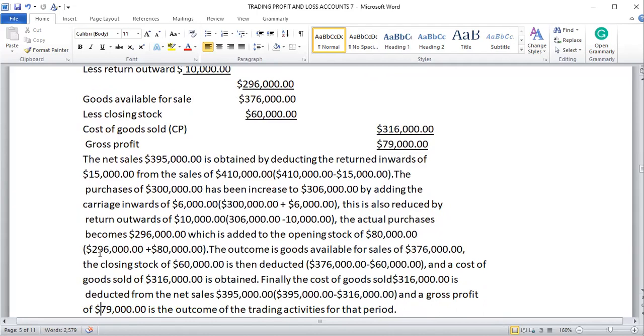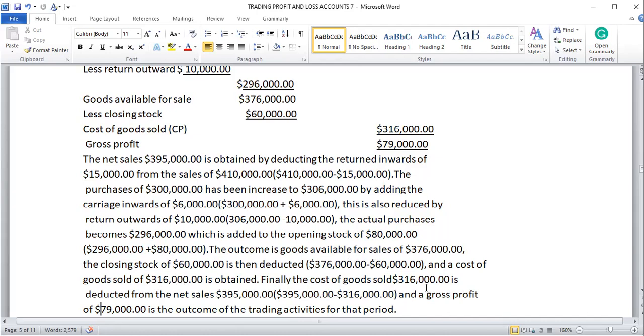So $296,000 plus $80,000. Okay. The account is goods available for sale of $376,000. That is this plus this. The closing stock of $60,000 is then deducted. That is $376,000 minus closing stock of $60,000. And the cost of goods sold is now what? $316,000 is obtained. So $376,000 minus closing stock of $60,000, we get our final cost of goods sold of $316,000.